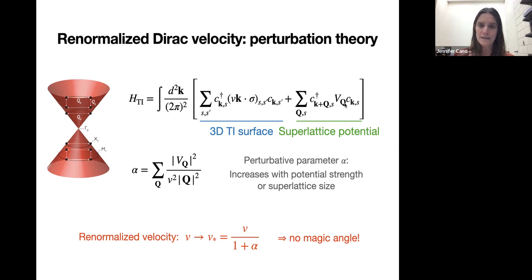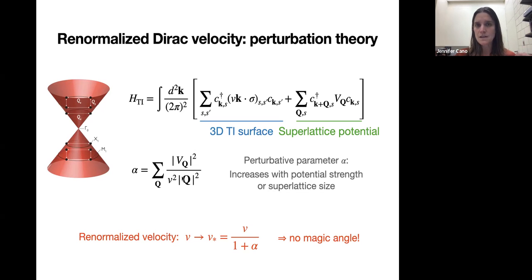And if you do the leading order in perturbation theory to find the effect of the superlattice potential, what you'll see is that it changes the Dirac cone velocity in the following way, which I've written down here. So the velocity gets changed to v star, which is the original velocity multiplied by this factor of 1/(1 + alpha). And this parameter alpha, I've written it here in some formal way, but let me just say the numerator of alpha is the strength of the superlattice potential, and the denominator is the wave vector.